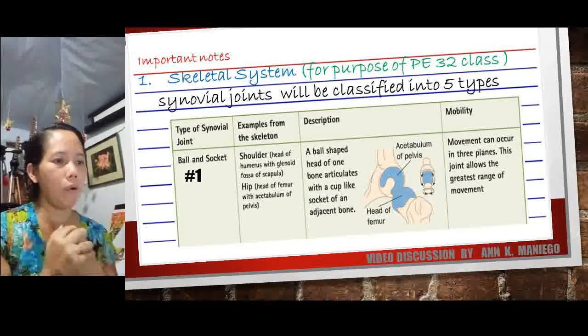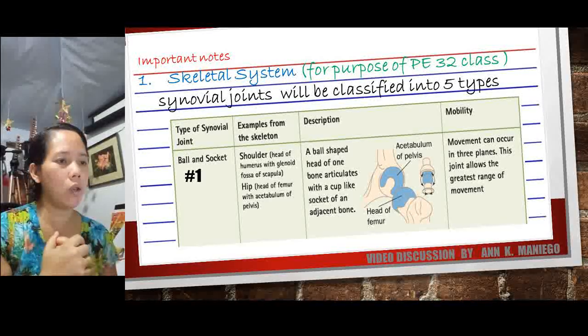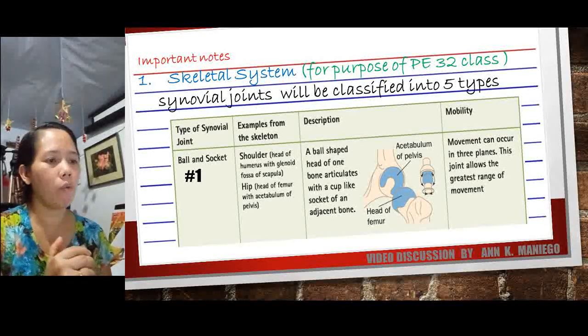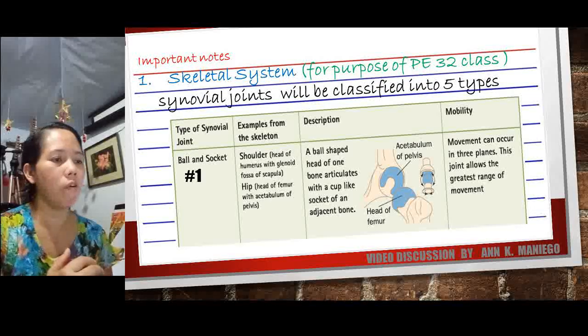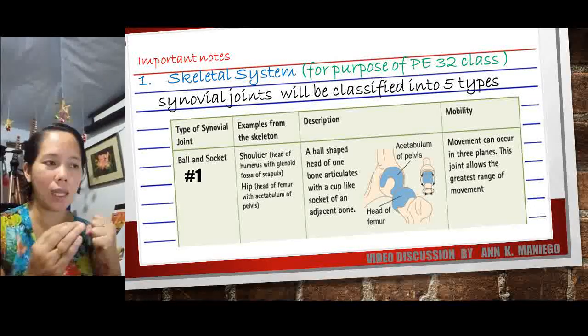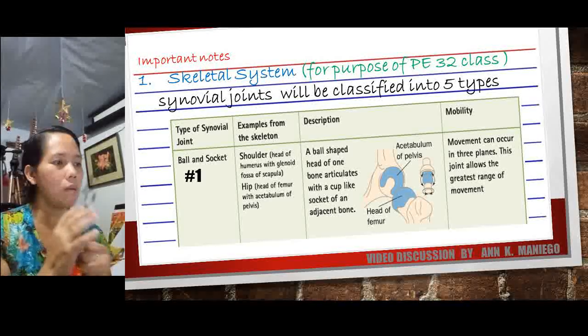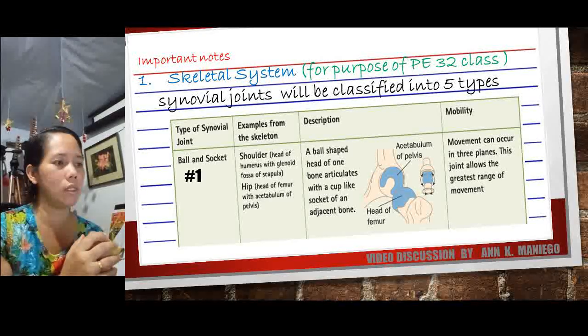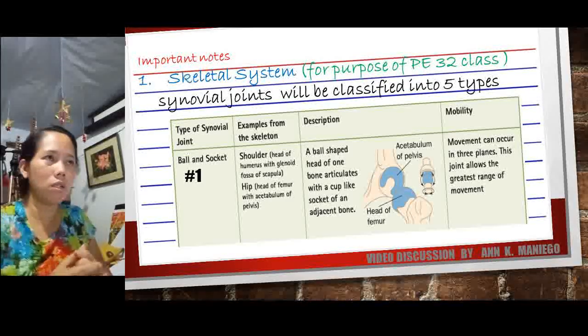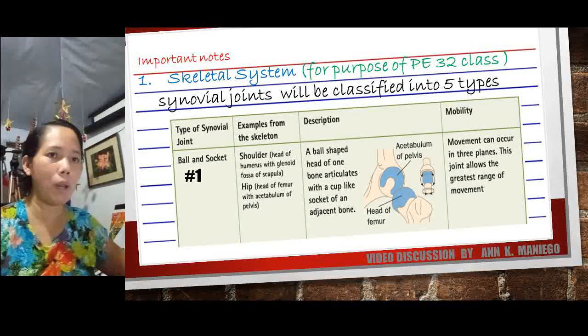One is a ball and one is a socket. No? So, example from the skeleton, we have the shoulder, head of the humerus with glenoid fossa of scapula, and then the hip, head of the femur with acetabulum of pelvis. So, gapari sila. Ball and socket. And then for the mobility, movement can occur in 3 planes. These joints allow the greatest range of movement. Okay. Diba? Greatest range yun. O, yun siya, 3 planes.